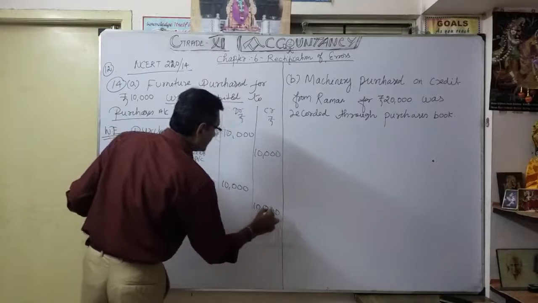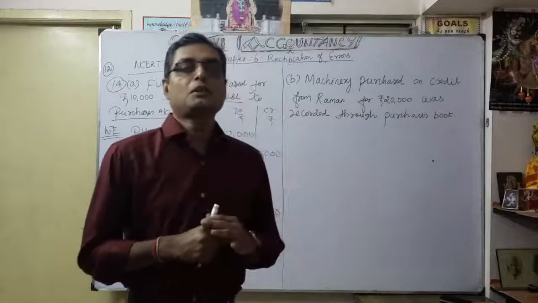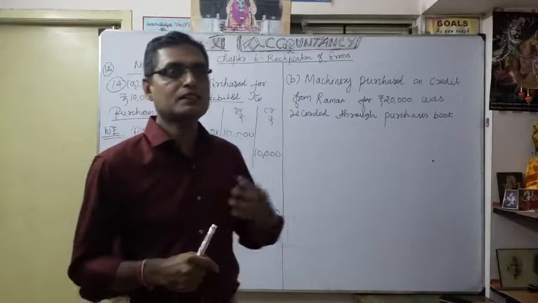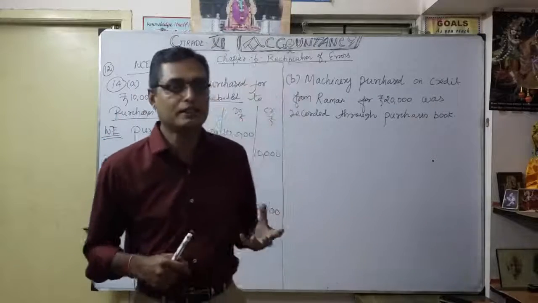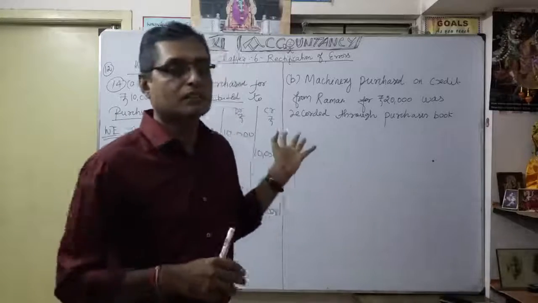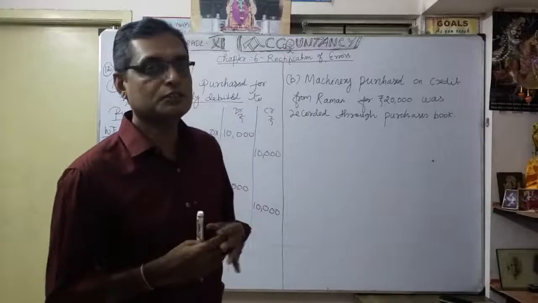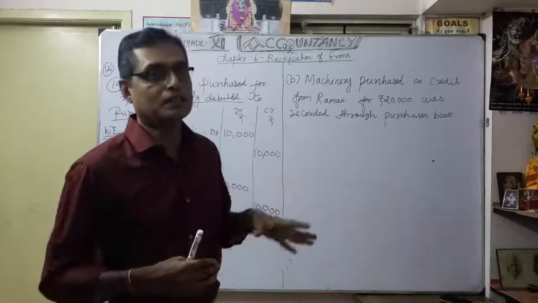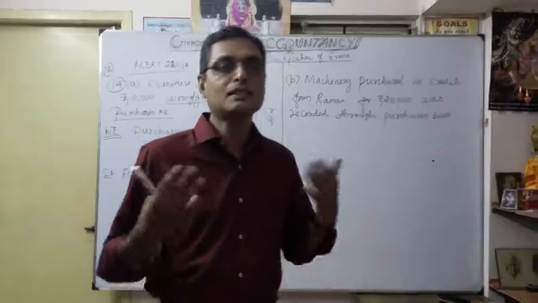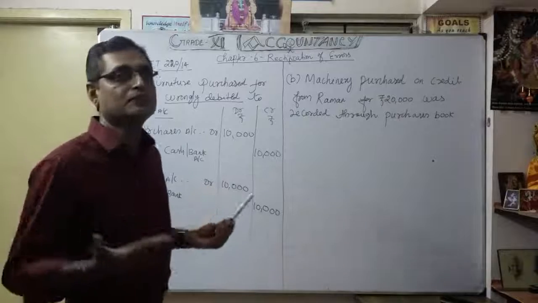Here, this type of error of principle does not affect the trial balance. Here only the head of the account varies, isn't it? That's why, when an error of principle occurs, the trial balance is not an issue. It should never affect the trial balance. Automatically the trial balance tallies. Understood? This type of error never affects the trial balance.